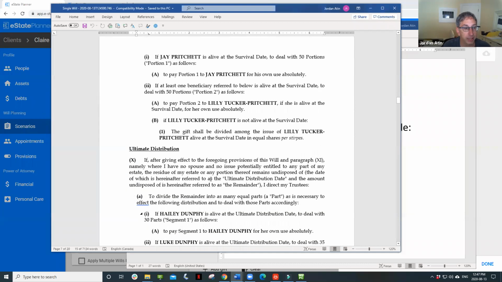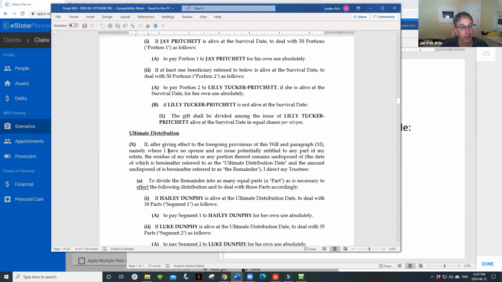And in the third scenario, we had a different distribution. So the third scenario says, if I have no spouse and no issue, now this is what I want you to do with it. So I'm just going to unmute everybody and see if that made sense.